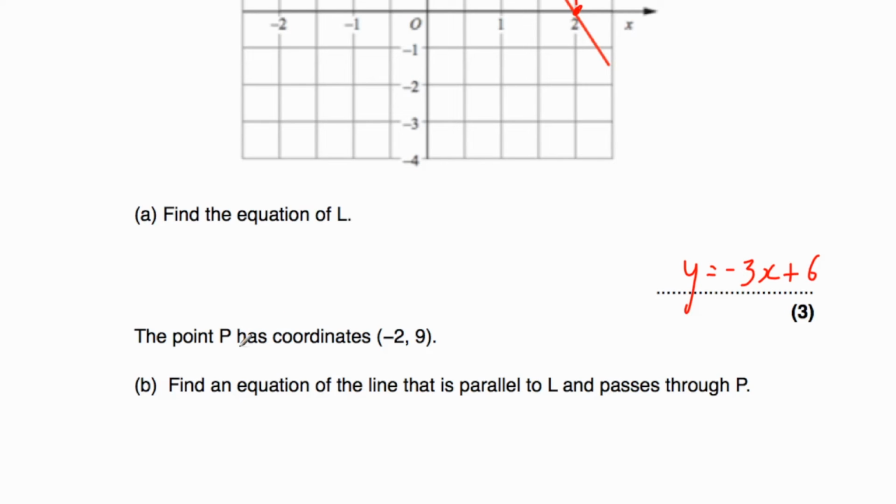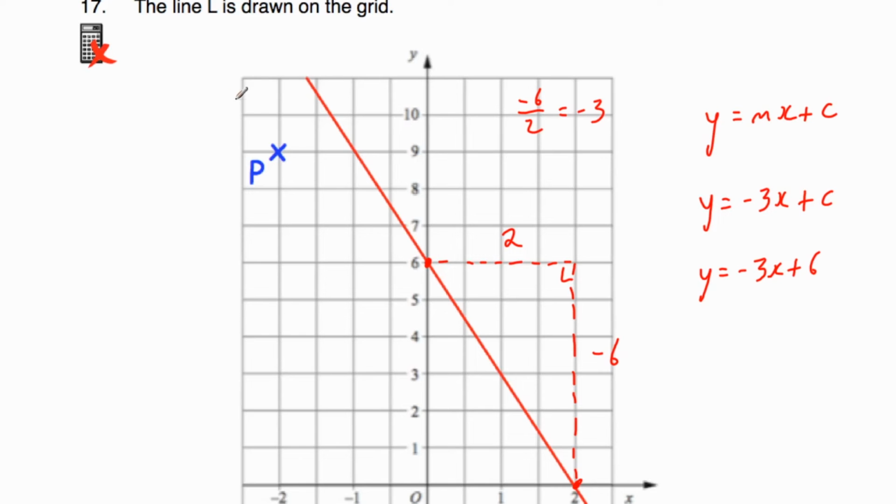Now we've been told the point P has coordinates (minus 2, 9). Find the equation of the line that is parallel to L, so it's parallel to this, so it'll have the same gradient of minus 3 and passes through the point P. So we could get a ruler and draw a nice parallel line through P and see where it crosses the y-axis, so that approach would work. Alternatively, we know the gradient's minus 3, so we could go across 1, down 3 to 6, across 1, down 3, and you should hopefully get to minus 3. So our answer should be for this question y equals minus 3x plus 3.